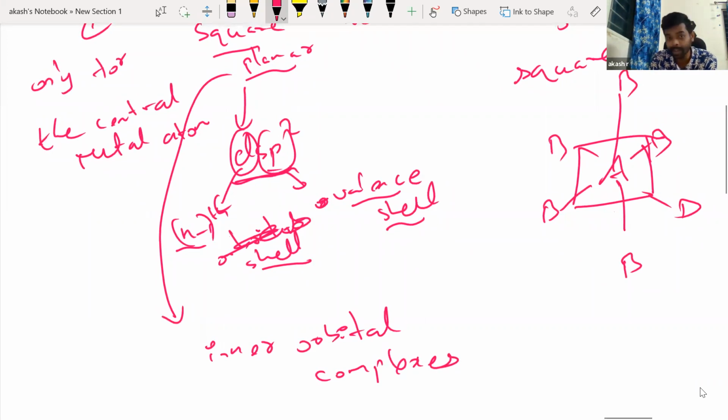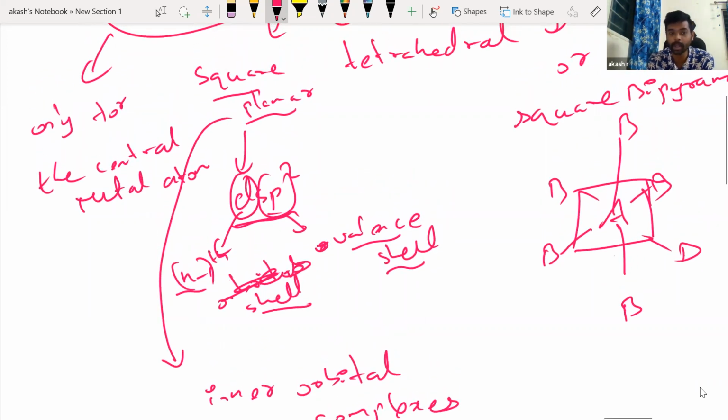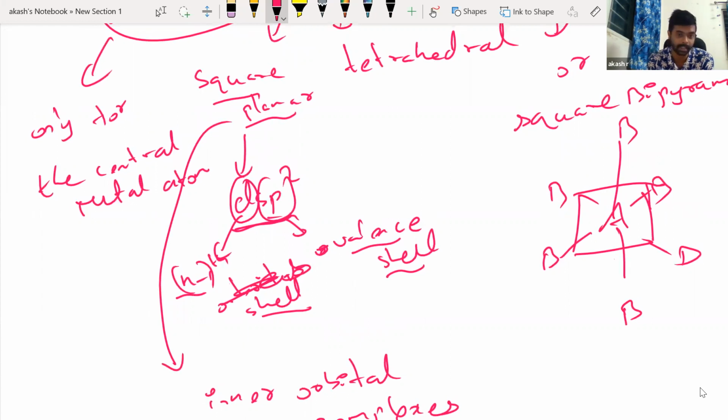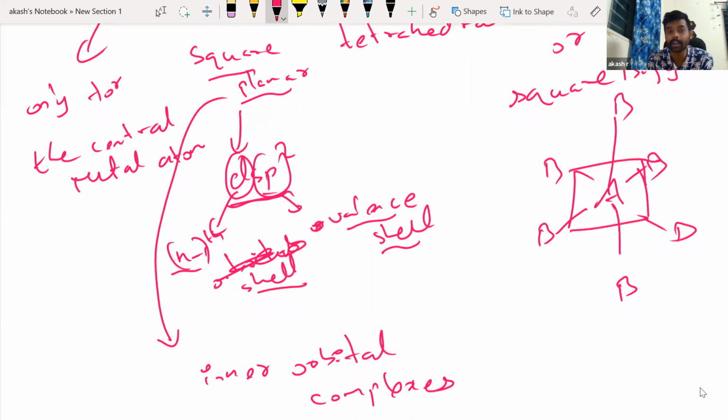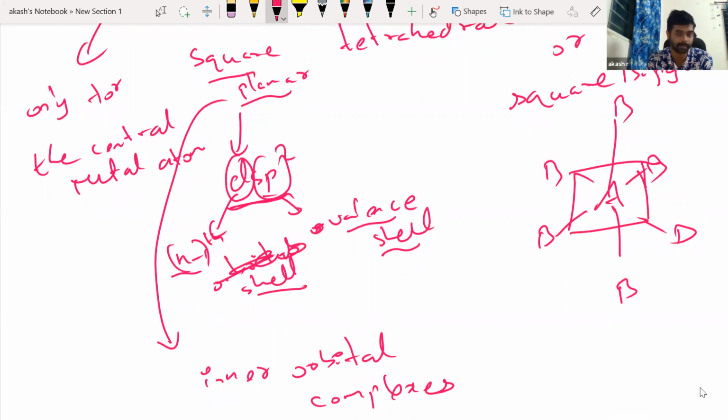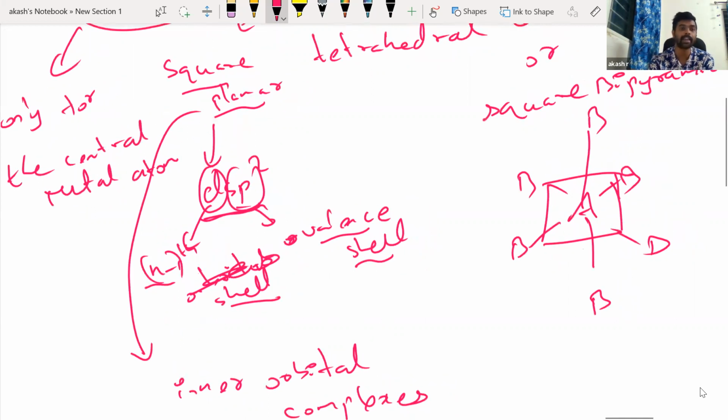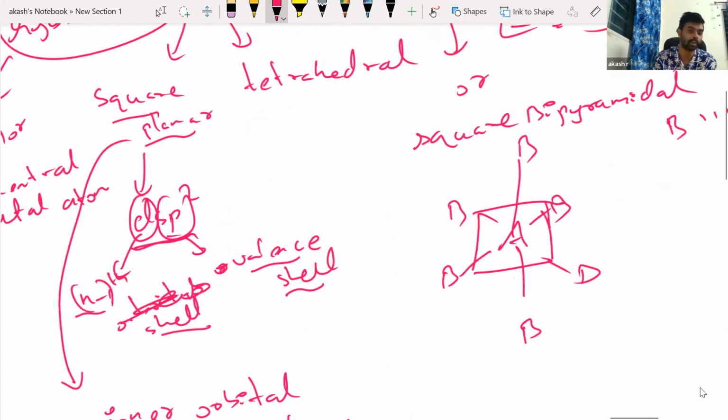Since we are using not the valence shell, but the d orbital is going to come from the inner shell, it can also be called inner orbital complexes. Okay, right? And in the case of tetrahedral, we know what the hybridization is.